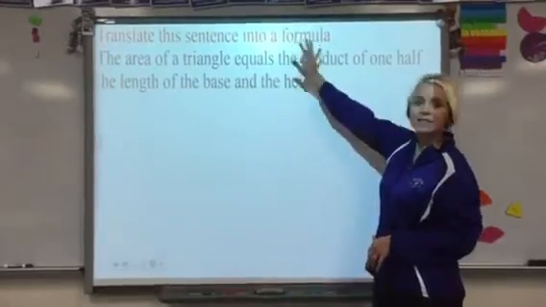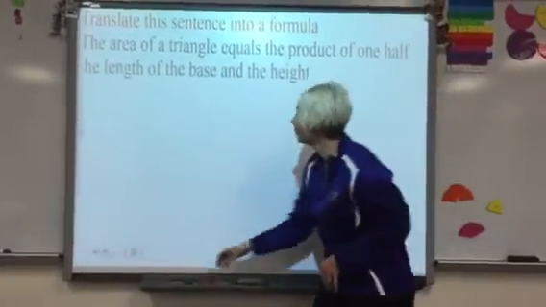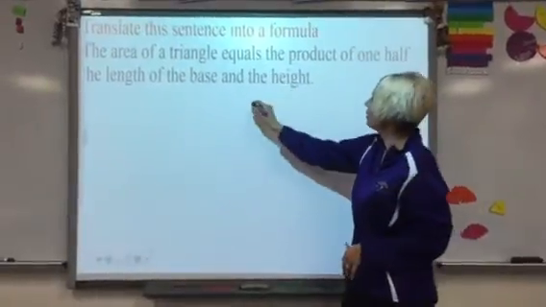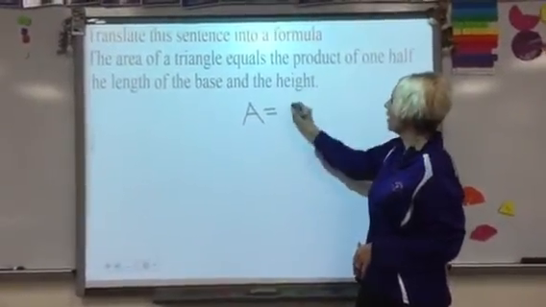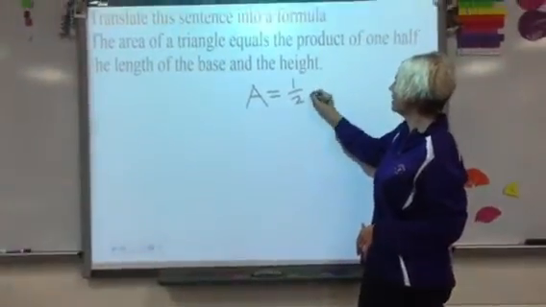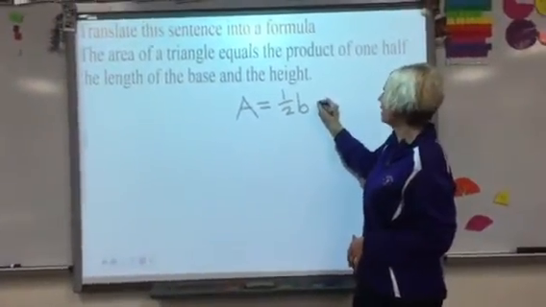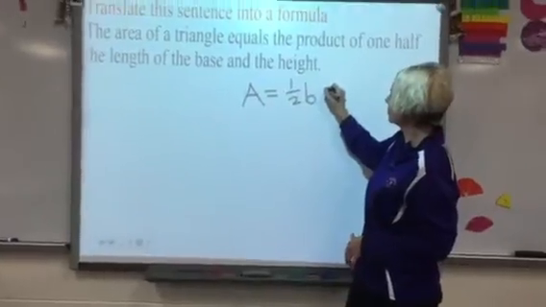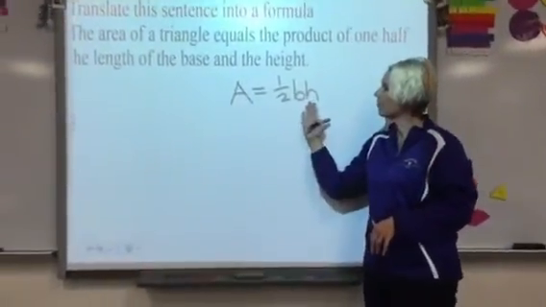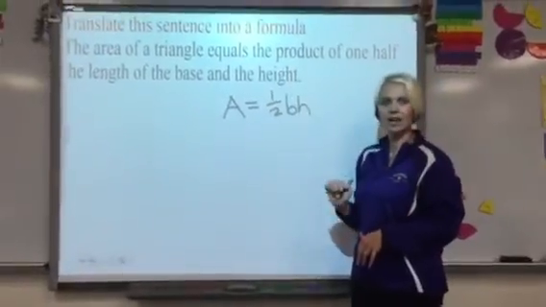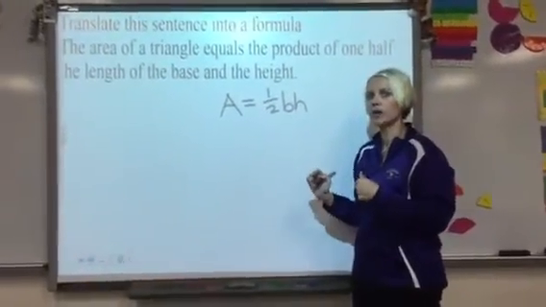This is a sentence that we need to translate into a formula. So the area of a triangle, so we're going to do capital A for area, equals the product of 1/2 the length of the base and the height. So when I write this formula, this should match that verbal. You'll try another one in your notes.